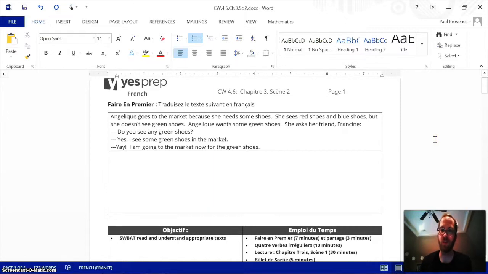So in the previous chapter, we had a whole thing about going to the market to buy shoes. So I'm also going to hit some colors, some question words, etc. But students are going to translate this English into French, which is very difficult, actually. Translating from English to French is much harder than translating from French to English. Or, you know, Spanish to English.